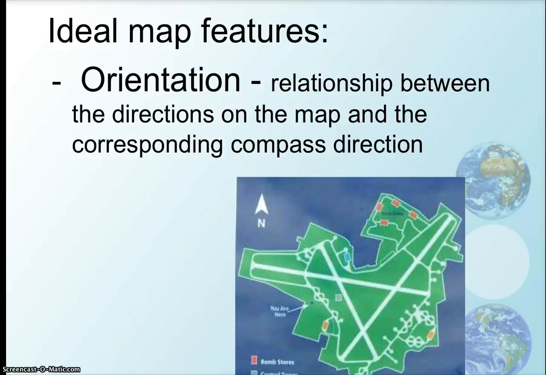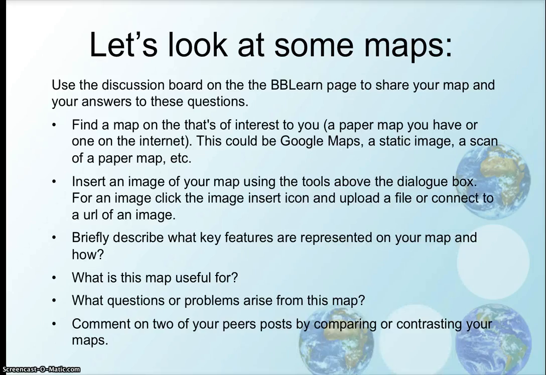And what I want to ask you all to do now is a discussion activity that's on Blackboard. It's under the discussion board. And in class we would be pulling out paper maps and looking at them, but since we don't have class today, we're going to do it this way. We're going to use the Blackboard discussion board and find a map that's of interest to you. It might be a paper map that you have sitting around wherever you're at, or it can be a map on the internet. This could be Google Maps or a static image, anything that you want to find.